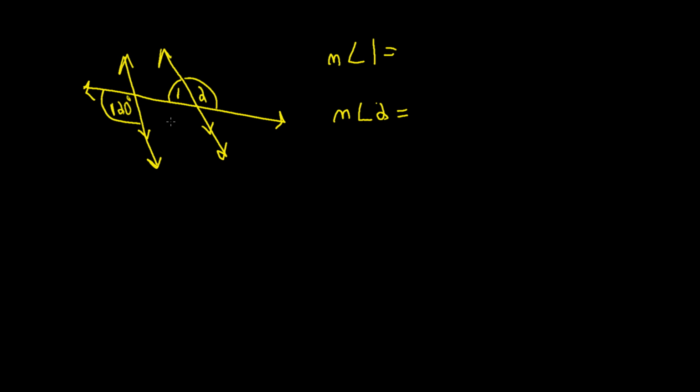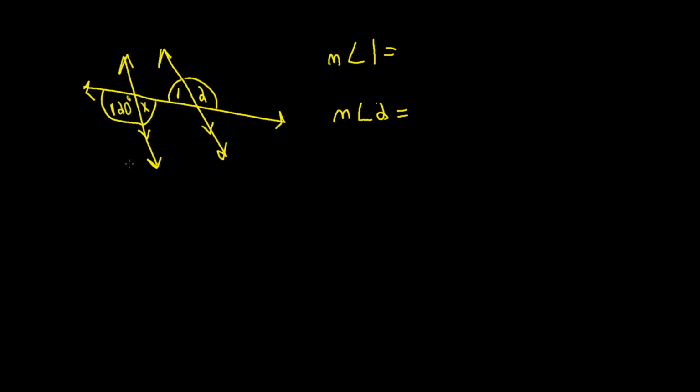So let's start by finding the measure of angle 1. Now if you notice, there's no real pattern between the angle 120 and the angle 1. But if we were to find perhaps this angle right over here, I'm just going to call it x, we would notice that the angle x and angle 1 are considered alternate interior. So I know whatever x is going to be what angle 1 is equal to.